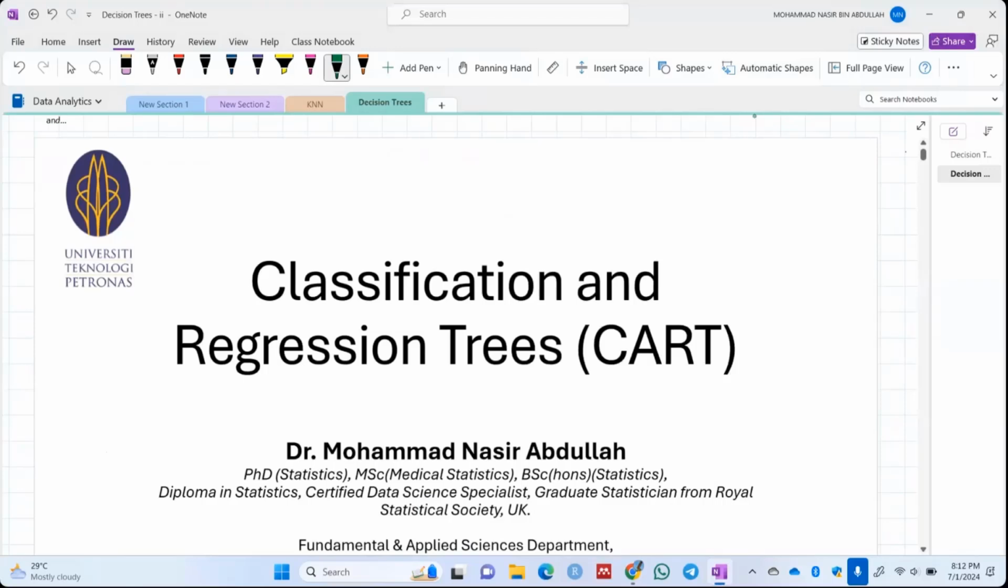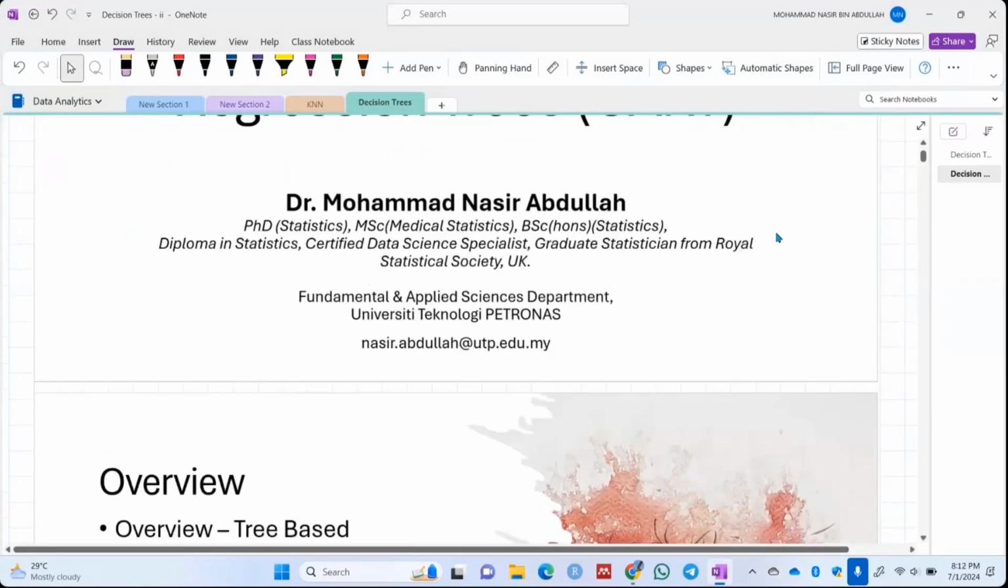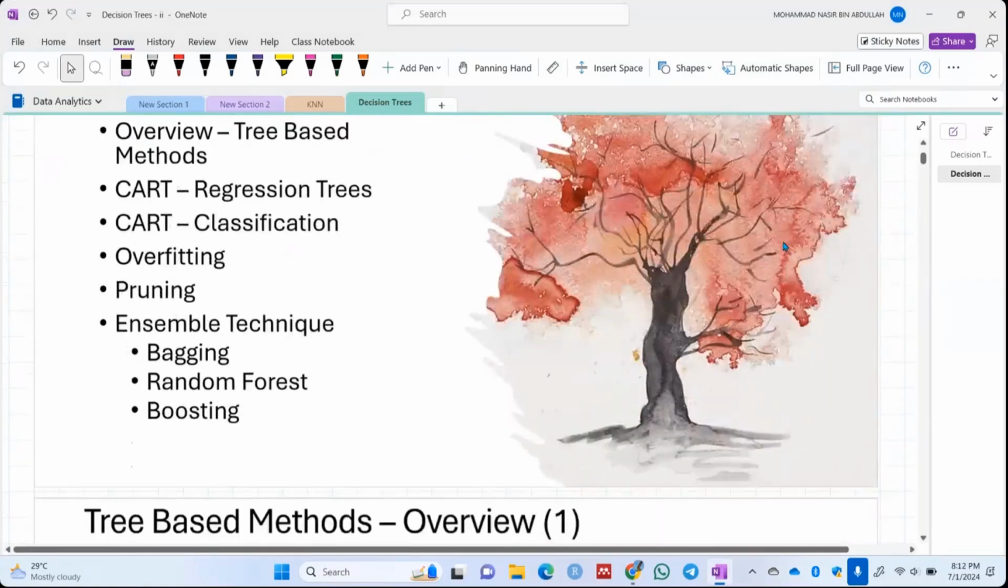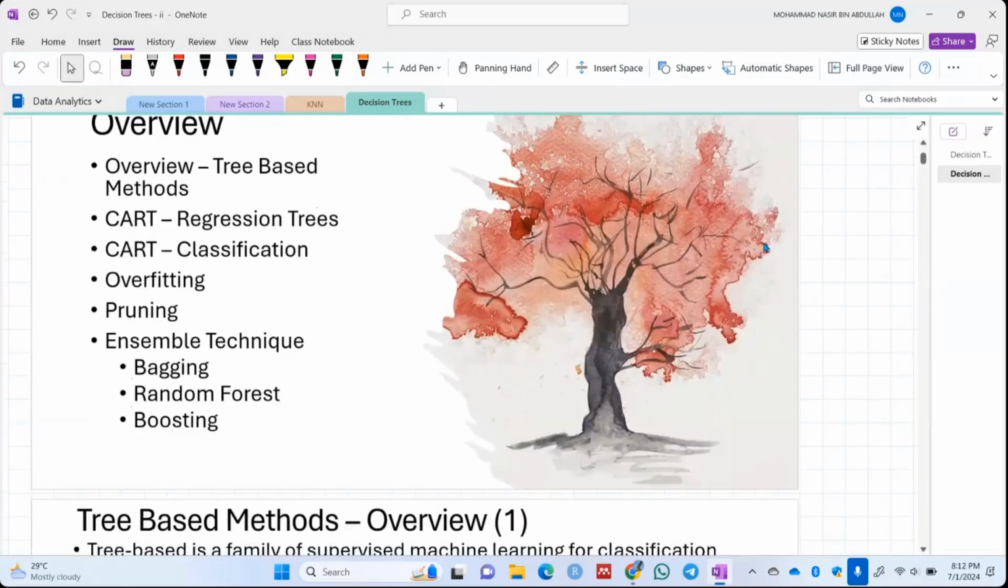So today we're going to look at a new topic, which is classification and regression tree. Right? Classification and regression tree. This is another type of supervised machine learning. Right? So this is the topic that we're going to discuss. Not all today, maybe part of it today, and the other half we're going to continue next week.